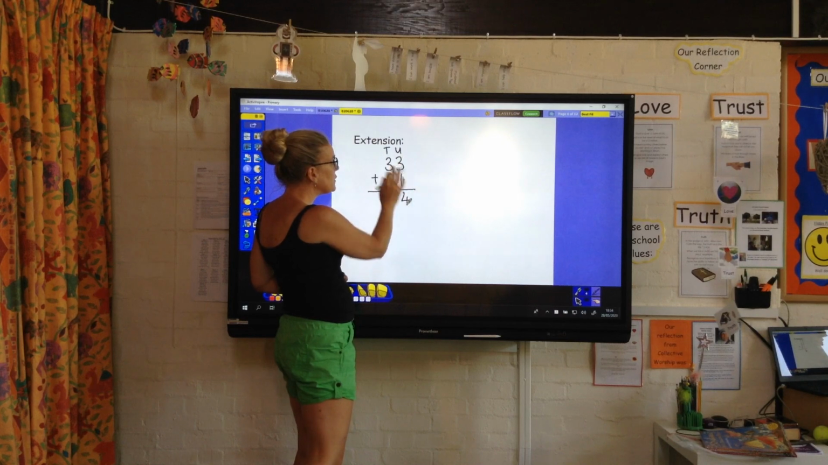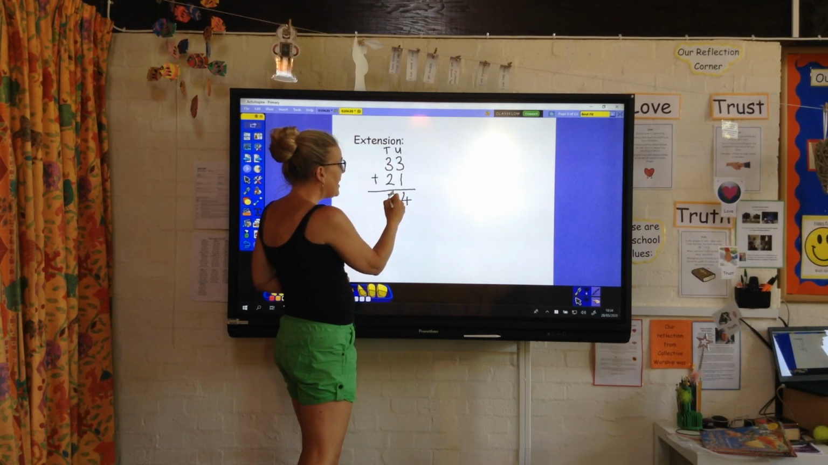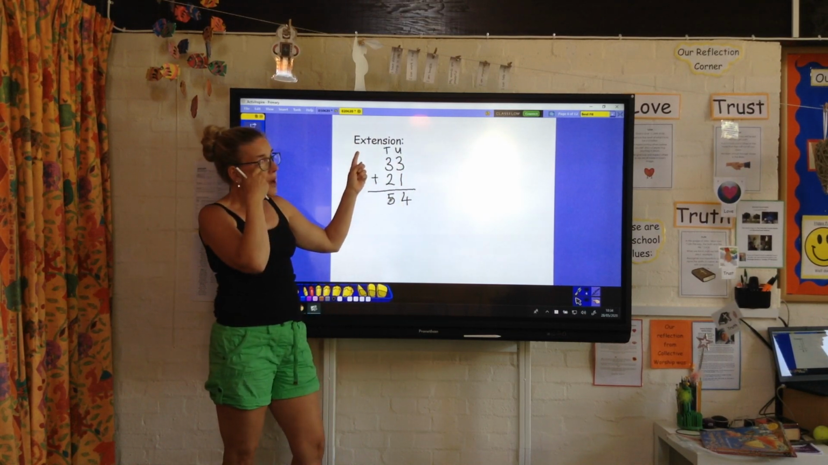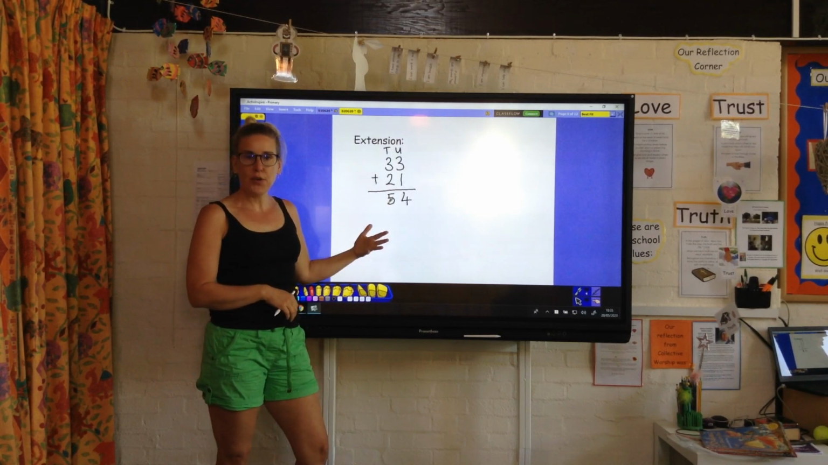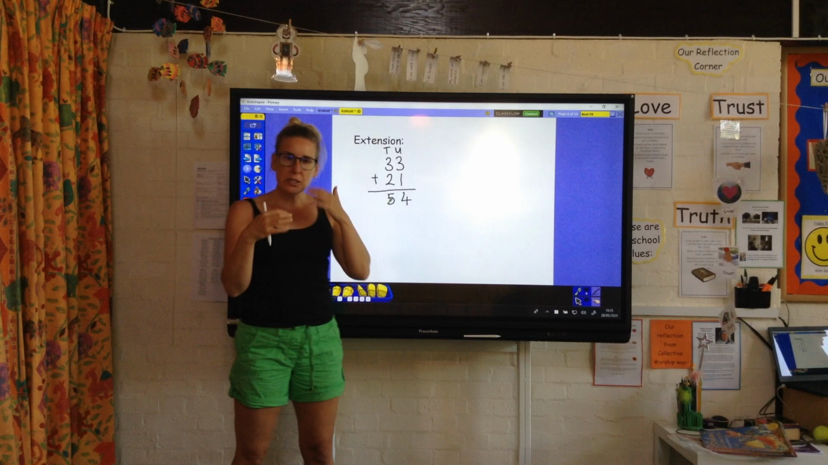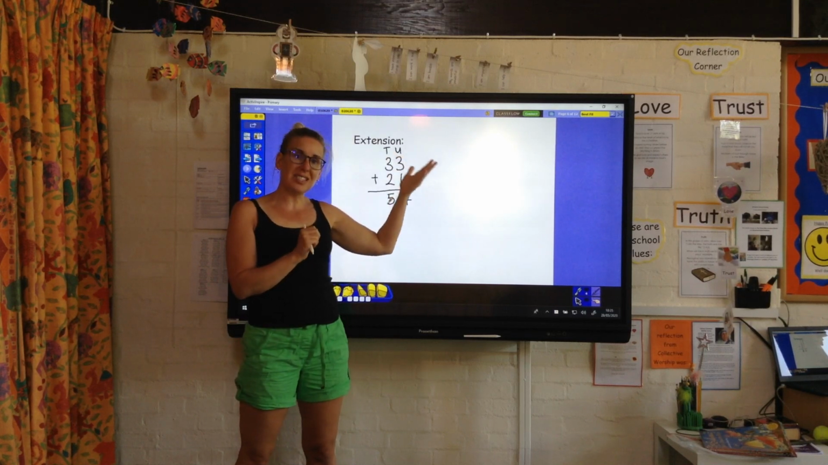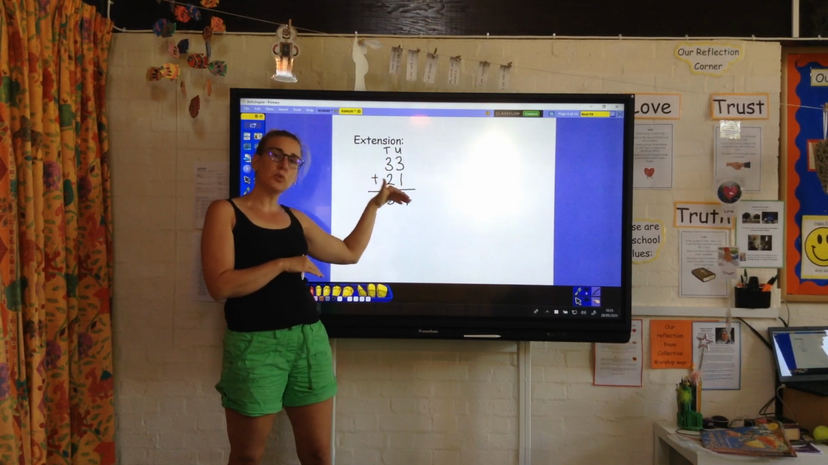So 3 and 1 is 4, 30 and 20 is 50. And it is important, I know as an adult often in my head I just say 3 and 2 makes 5, but you must talk to the children about the fact that it's the tens, so it's 30 and 20 makes 50.